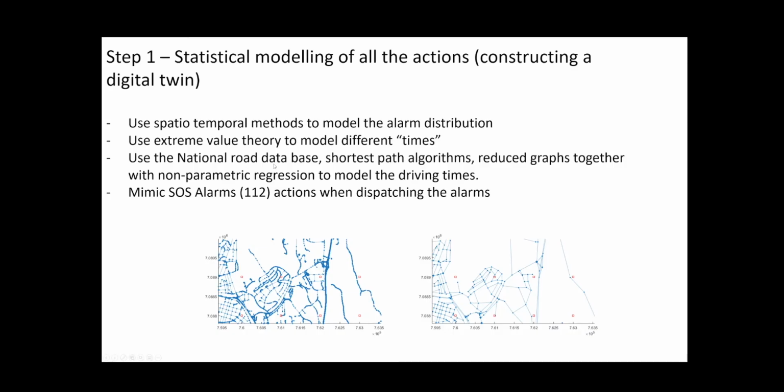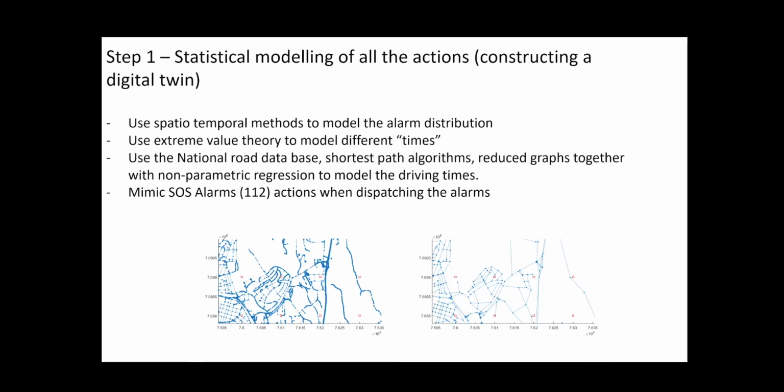We need to use some road database, some shortest path algorithms, some reduced graphs, together with some non-parametric regression to model the driving times. This is, in a way, the most tricky part, since it takes a lot of time to do these shortest path calculations, if you need to do it a lot of times. And in order to do them more quickly, we need to reduce our graphs. And we need a way to mimic how SOS Alarm 112 dispatch the alarms. So this is the first step.